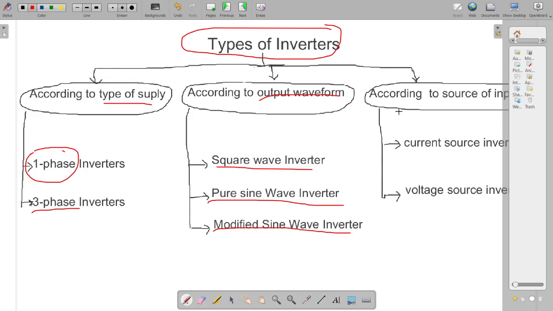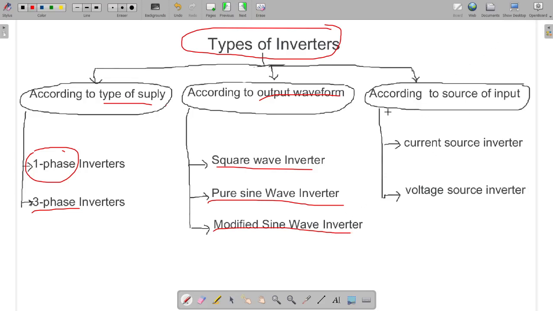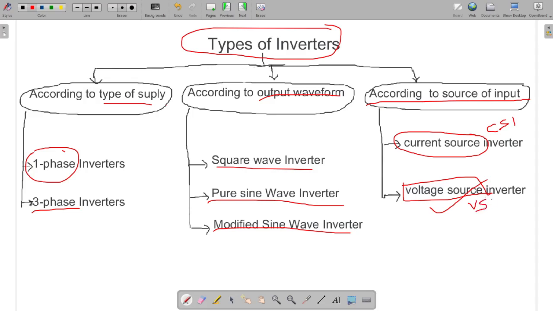Okay, according to the source of input. If the input is a current source, the type of inverter is the current source inverter, also called CSI. If the source is a voltage source, that type of inverter is called a voltage source inverter, also called VSI.